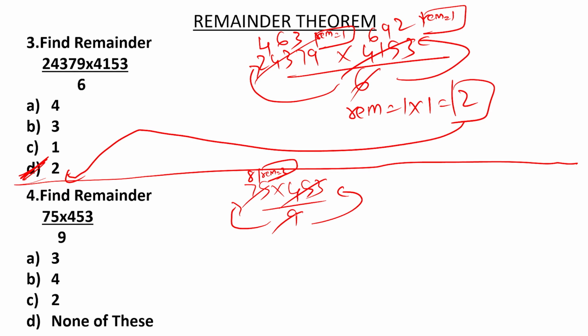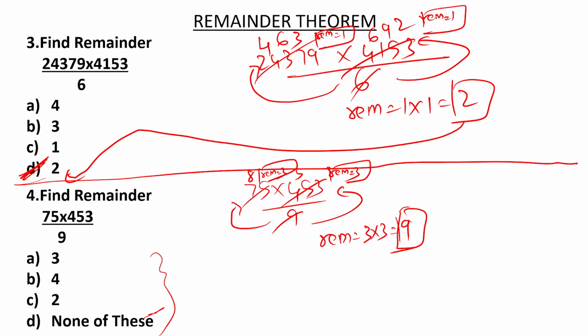Here also, 5 9s 45. Yeah, 3 will be remainder. So here also remainder 3. So remainder is equal to 3 into 3, 9. But why don't I find the value of 9 in the options?